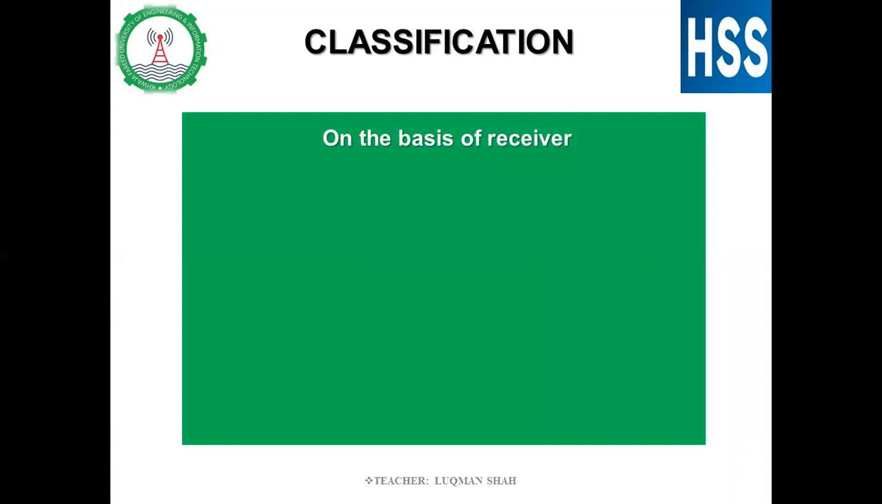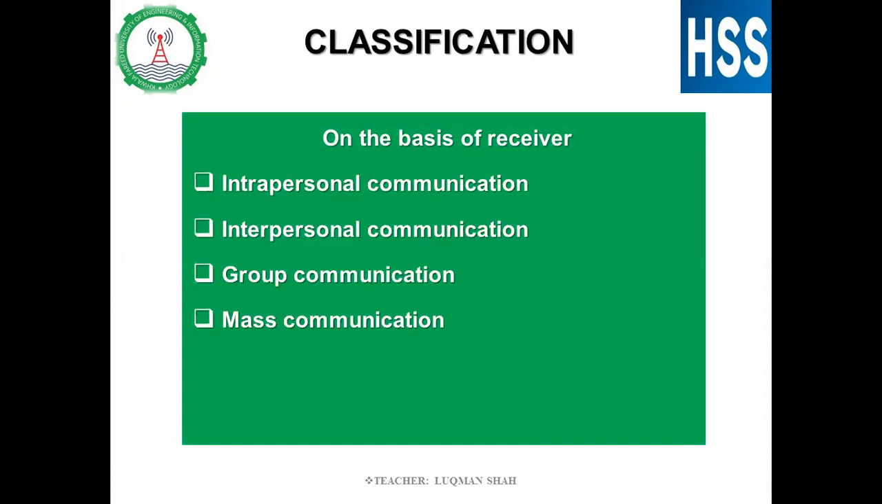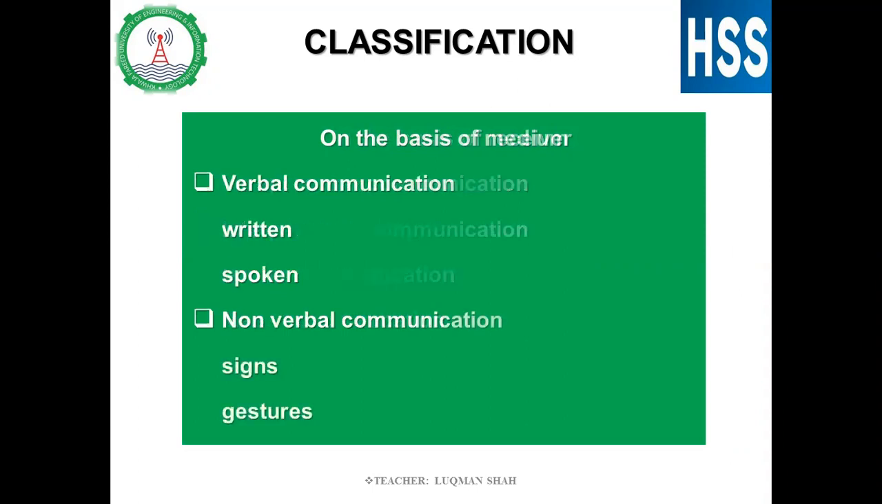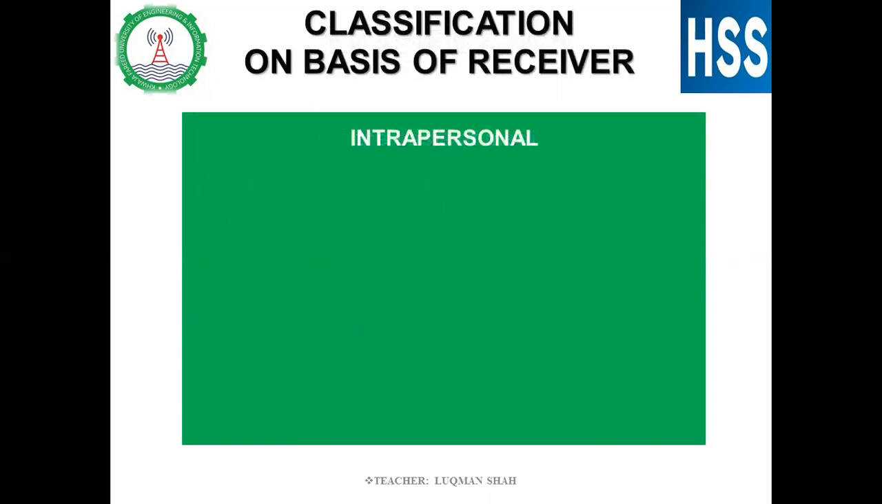So, classification on the basis of receiver. The first is intrapersonal communication, the second is interpersonal, then group communication, and then mass communication. And on the basis of medium: verbal communication, which is further divided into written and spoken, and non-verbal communication: the signs, gestures, symbols, movements, and facial expression.